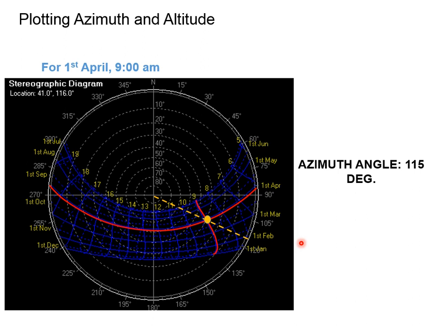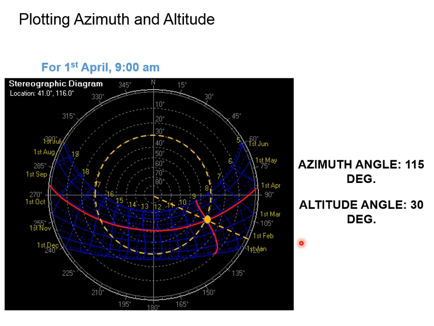So the azimuth angle is 115 degrees and the altitude angle is almost 30 degrees. This is the way we have to plot the sun. If there is a question about plotting the sun during January or February at 11 AM or something like that, you'll first have to know what the date lines are, what the hour lines are, etc. Then we have to understand the azimuth angle by plotting it from the middle of the chart.